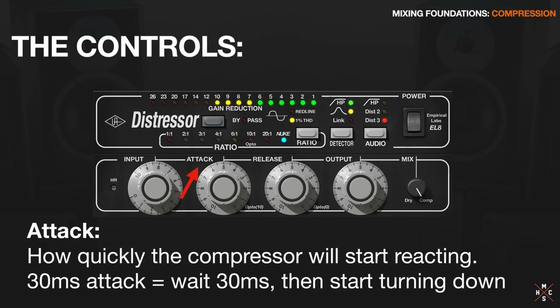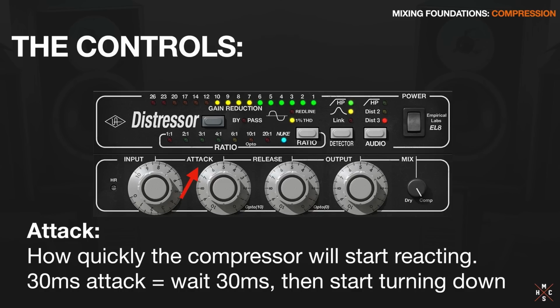The attack control determines how quickly the compressor will start reacting. For example, a 30 millisecond attack means that as soon as the signal crosses that threshold, it's going to wait 30 milliseconds, then start turning down the signal. And again, I want you to just simplify this in your mind to think about fast attack, medium attack, slow attack.